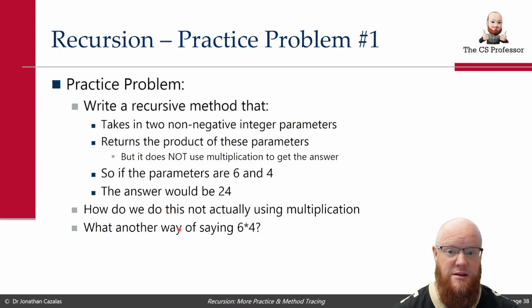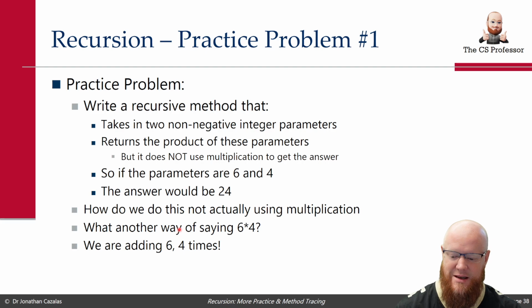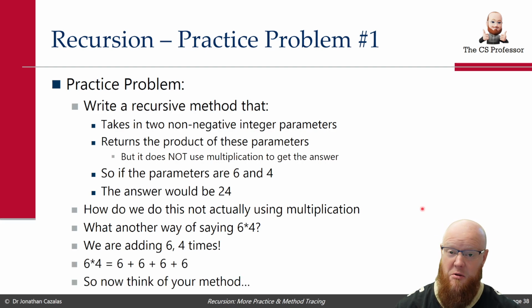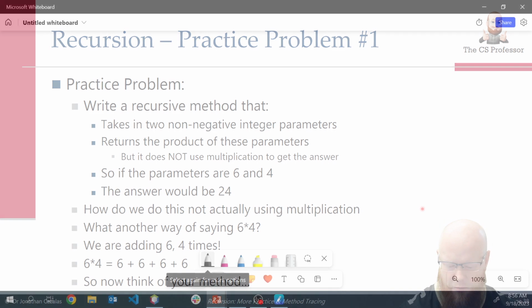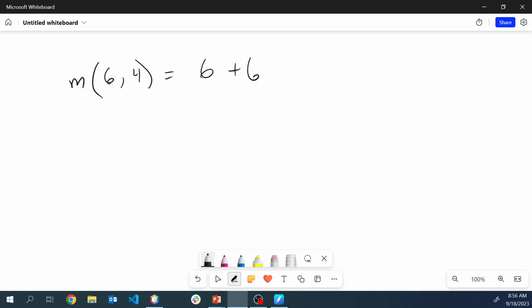What's another way of saying 6 times 4? Well, we are really adding 6 4 times. That's what's going on. And so now let's think of our method. Next slide, I'm just showing you the solution. So before doing that, let's briefly come over here to the tab. If I have this particular method, let's say m for multiply of 6 comma 4, which we said is going to be 6 plus 6 plus 6 plus 6.